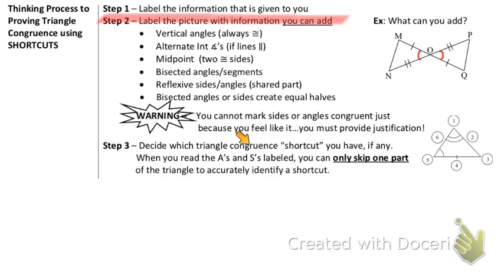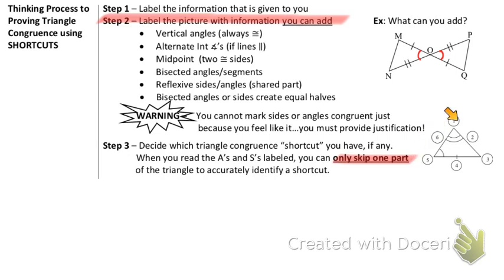Do I have side, side, side, side, angle, angle, side, all that good stuff we talked about. And what's really cool on how to figure that out, when you're trying to figure out your shortcut, keep in mind this idea. You can only skip one part. What I mean by that, when you find things congruent, you can only skip a side.